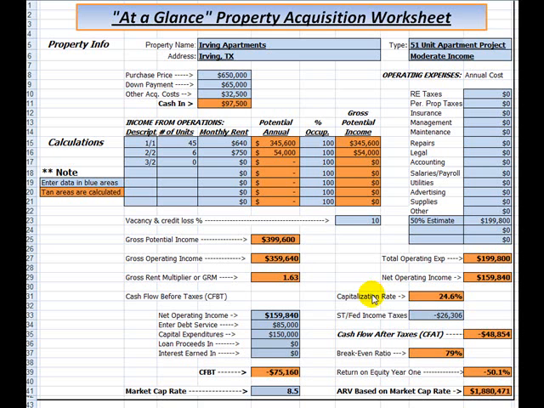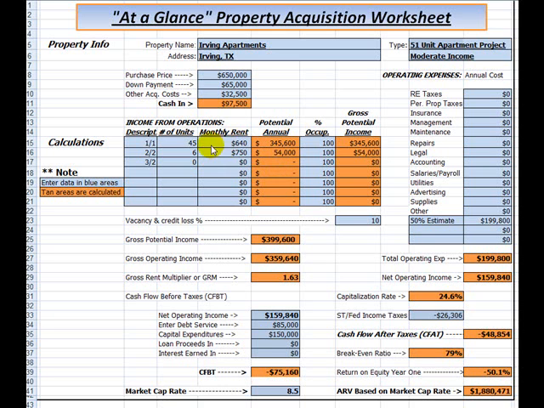But for each project that you turn in, we would very much appreciate that you do your own property acquisition worksheet. That's going to be available for you to download. Run the calculations based on the as-is. Most of the time your cap rate is going to be very low, because most of the time your income over here is not going to reflect this.